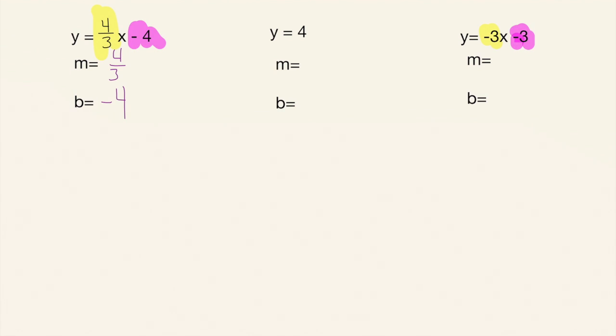Now in this one, we only have y equals 4. There is nothing in front of the x, there's just the number by itself. Whenever we have a number by itself, that's going to be our b. So our b is going to be 4. But there is no m in this one. Now if we look at this last one, we have m equals -3 and b equals -3. Alrighty.